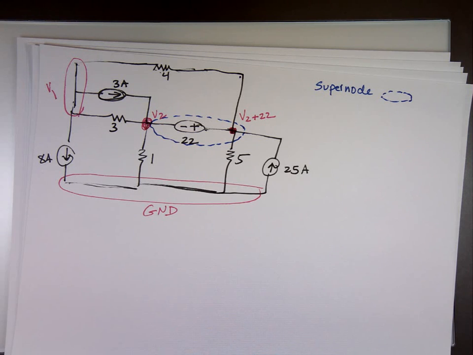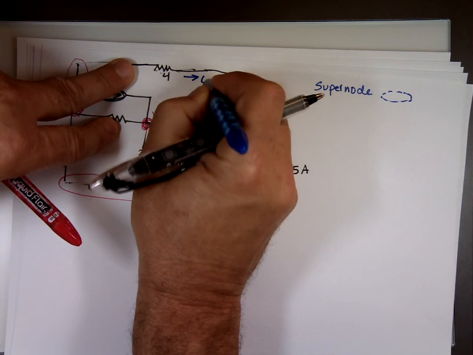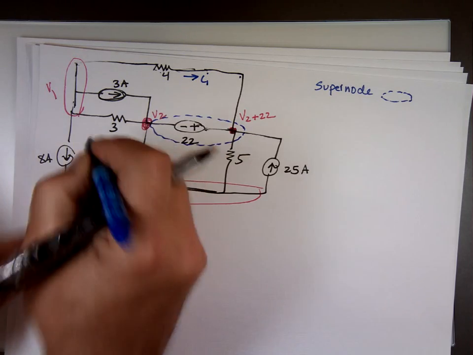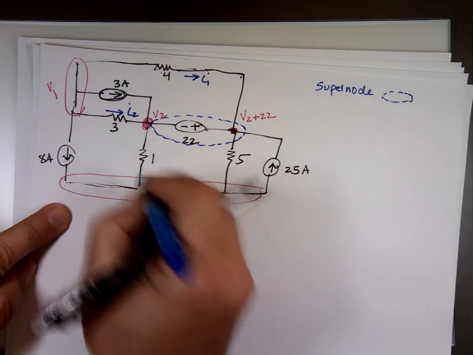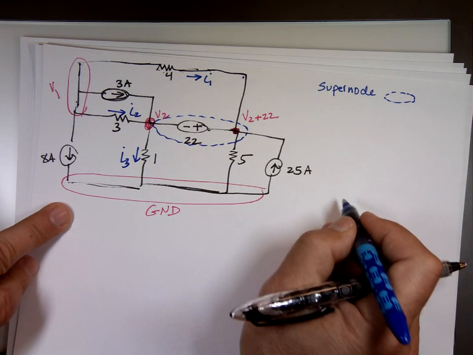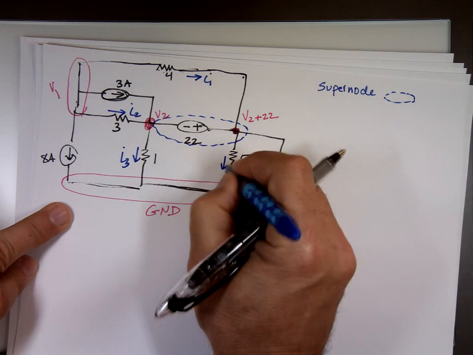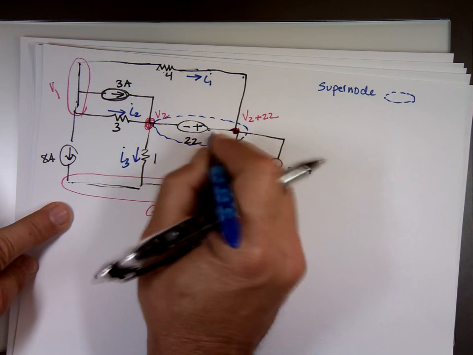So we had currents going this way. We had I sub 1 going that way. We had I sub 2 going this way. We had I sub 3 going this way. And I had I sub 5 going this way. And I had I sub 4 going through that one. I don't have to write I sub 4. I don't need it here.